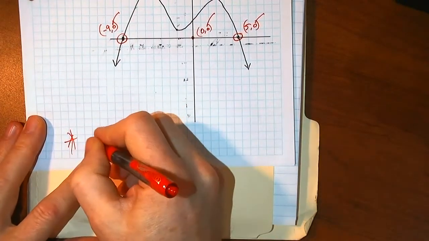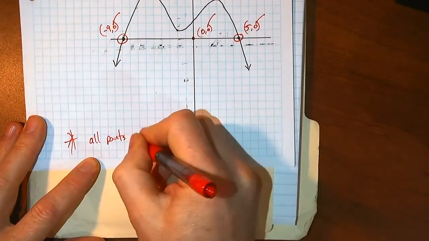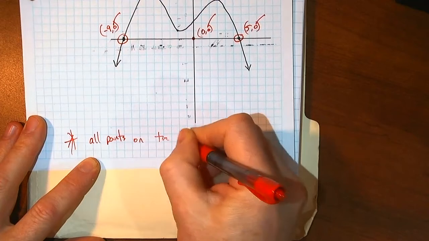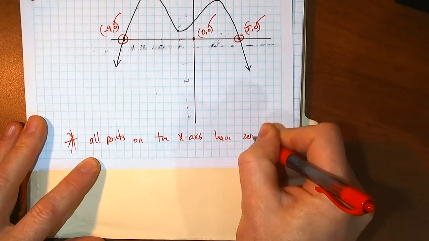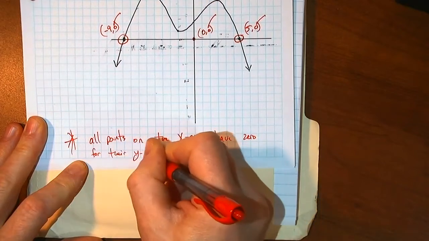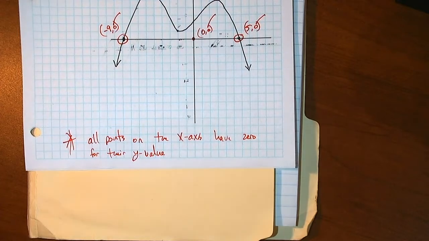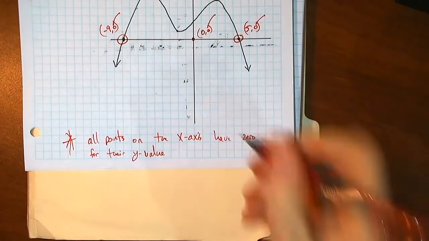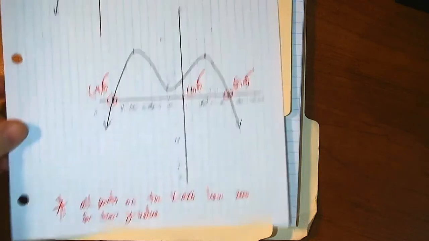It's always the case that all points on the x-axis have 0 for their y value, or y coordinate, you might say. Okay, all points on the x-axis have 0 for their y coordinate, for their y value. And so what we do is we leverage that when we're trying to find points on the axis.